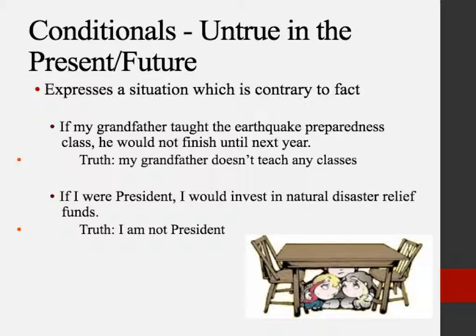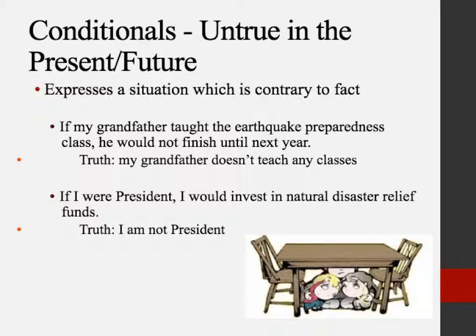The second sentence, "If I were president, I would invest in natural disaster relief funds," also expresses a situation which is contrary to fact. The truth is, I am not president, so I have little control over national spending. You may have noticed that I used were in this sentence. While were is usually for plural subjects, in the case of conditional sentences, it is used with both singular and plural subjects. You may hear your friends say something like, "If I was you, I would go." While this might be acceptable in informal speech, it is not considered to be grammatically correct.